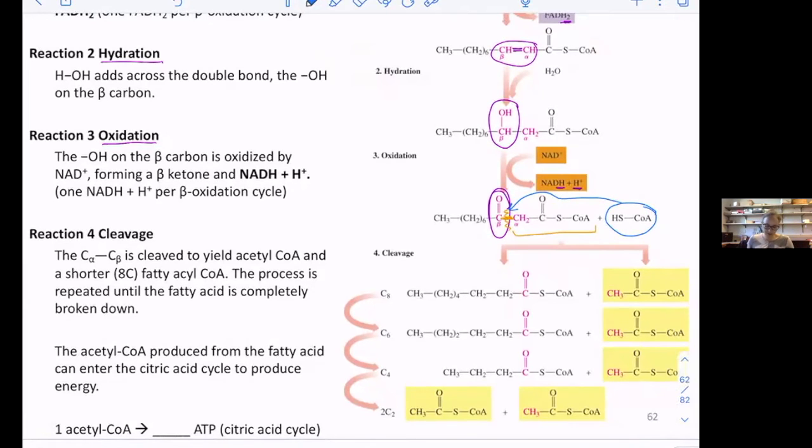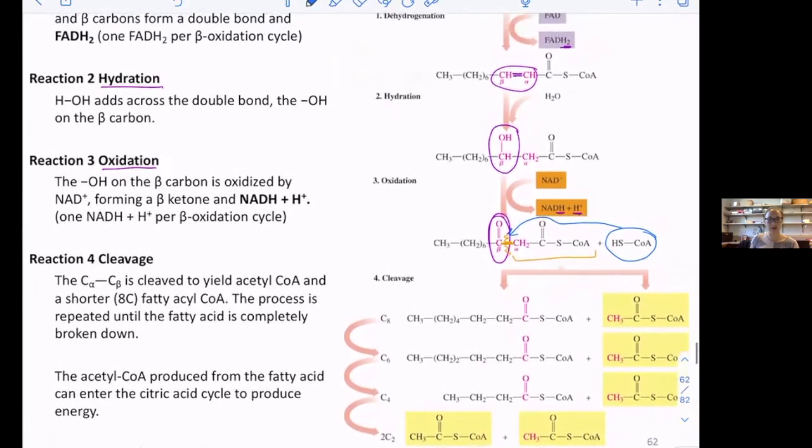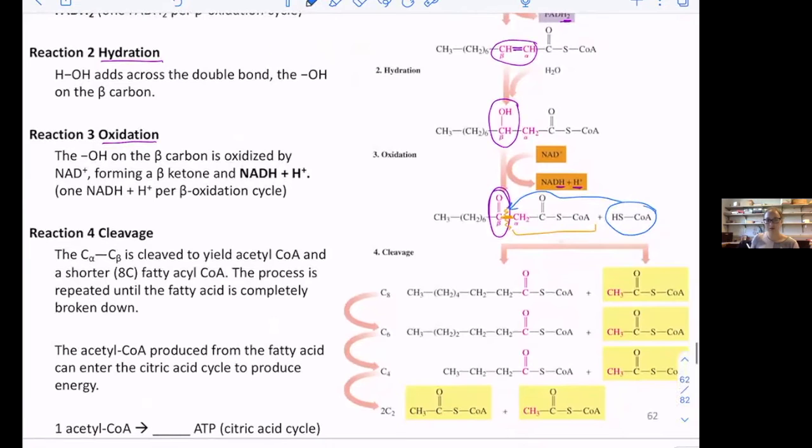The acetyl-CoA produced from the fatty acid can then enter the citric acid cycle. This overall shortens our fatty acid by 2 carbons. So this is a process: you oxidize the beta position and then cleave between the alpha and beta and make a new fatty acyl CoA. Then you make acetyl-CoA, and that goes into the citric acid cycle.